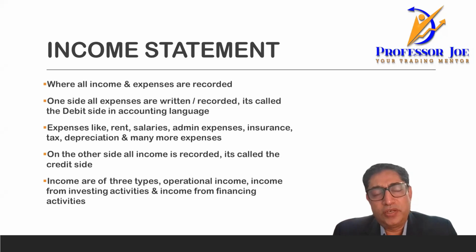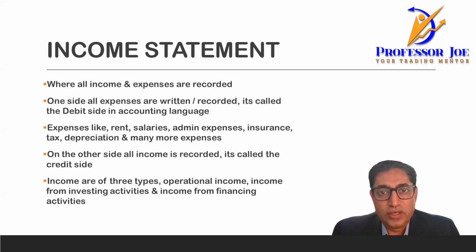The income statement, or the profit and loss statement, records all the income and expenses in a company for the whole year. So whenever there are expenses, they are recorded on the debit side, which is the left side. That's what we see. And all the income is recorded on the right side, which is the credit side of the income statement.